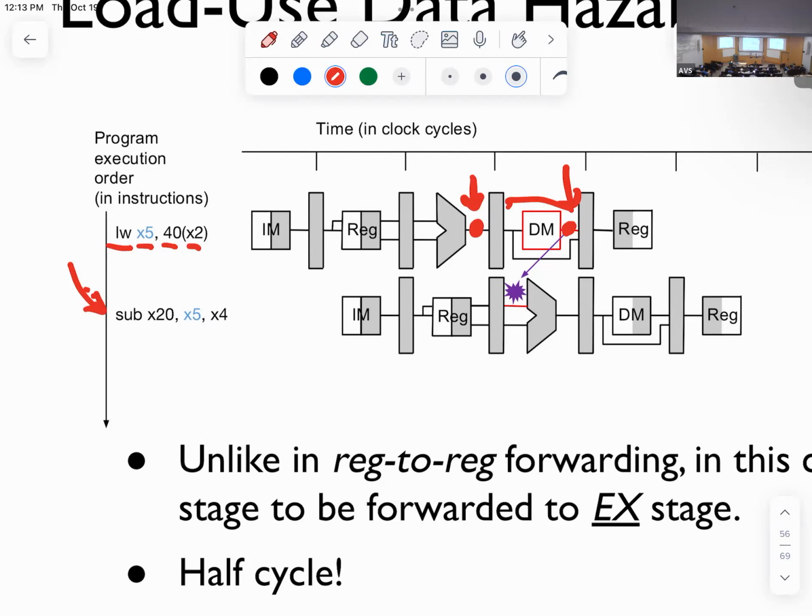So when is this available? At the end of the cycle. Remember, reading from memory happens in the second half of the cycle. In other words, I don't have this result until the very end of this clock cycle, okay?